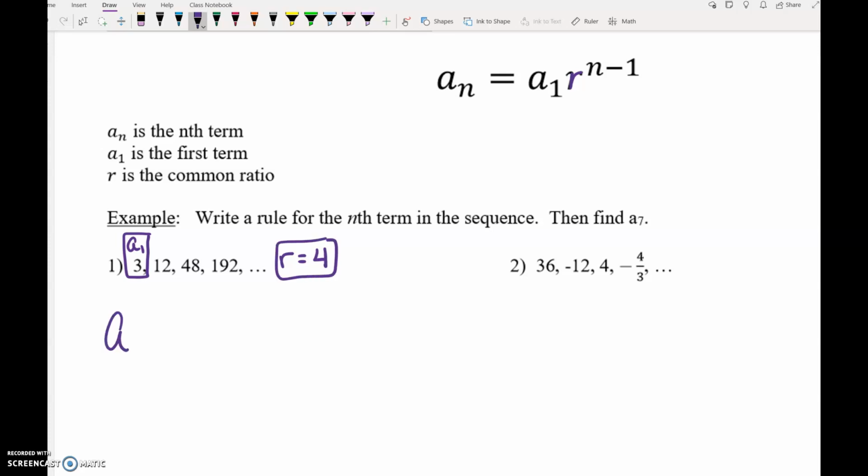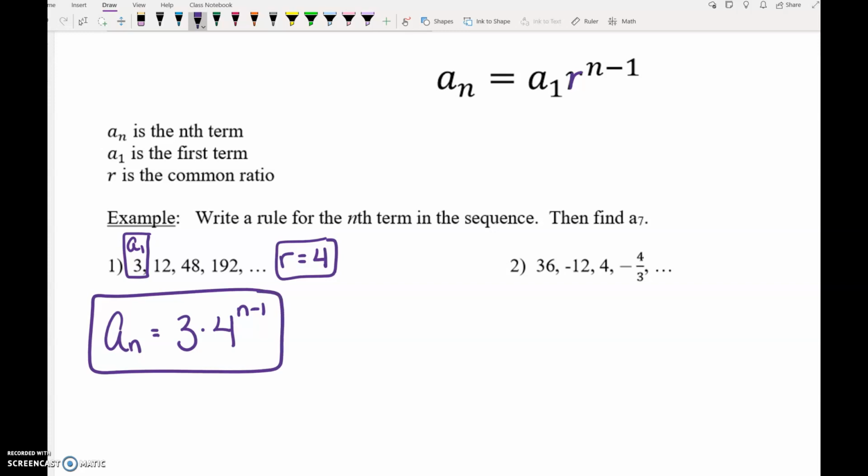I think you're going to really like geometric sequences because plugging stuff into the formula is a lot easier. Our first term is 3. Our common ratio is 4 raised to the n minus 1. And we're done. Bless you. No distribution, no simplifying. Just drop the numbers into the formula and you're done.